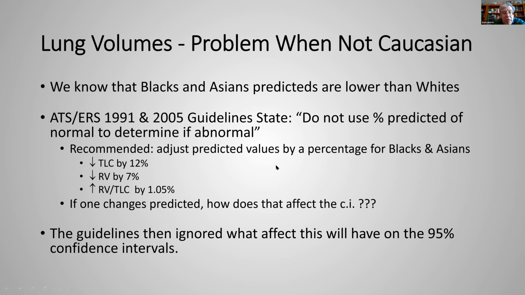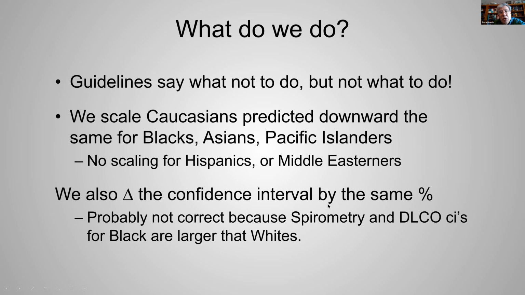Okay. But the problem is, if you change the predicted, how does that affect the confidence interval? The guidelines say do not use percent predicted to interpret, but then, you know, scale down your predicted values by this much, and then they completely ignored what effect this has on a 95% confidence interval. So guidelines, they tell us what not to do, but not what to do.